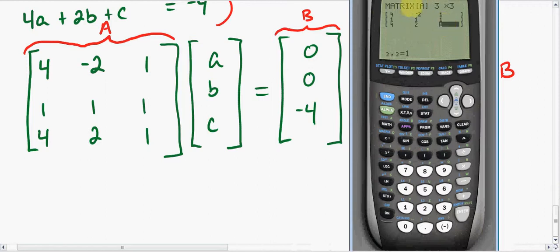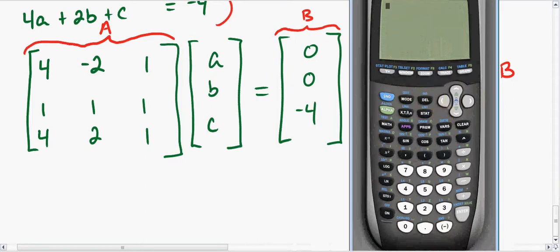Remember, always check to make sure you input your data correctly. Otherwise you will end up getting an incorrect answer, which is not good for anybody. All right, so I'm going to come back, and now I'm going to edit matrix B. So I'm going to go over to the edit screen, go down to matrix B, hit enter, and we have a 3 by 1 matrix here. And the values are 0, 0, and negative 4. So 0, 0, negative 4, that looks good.